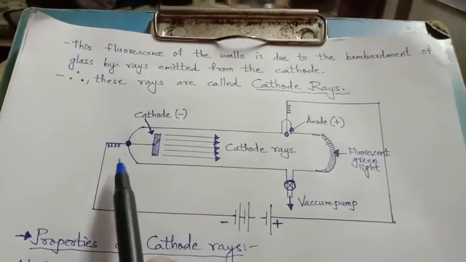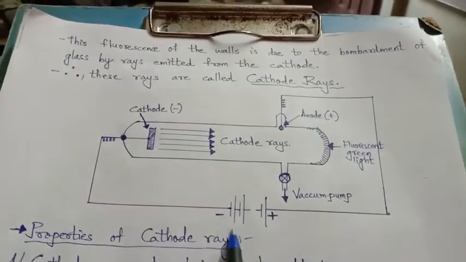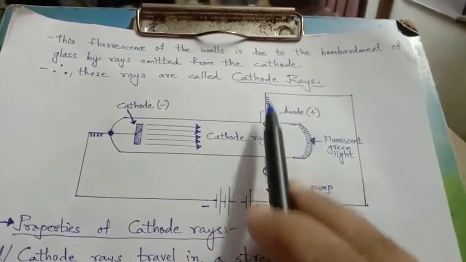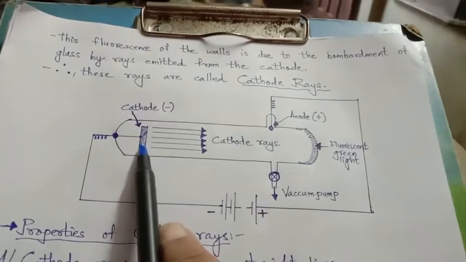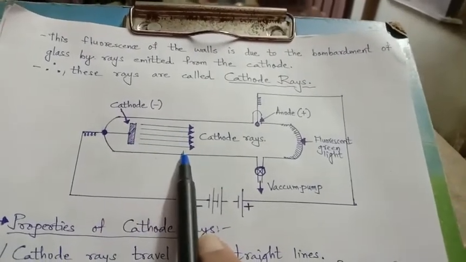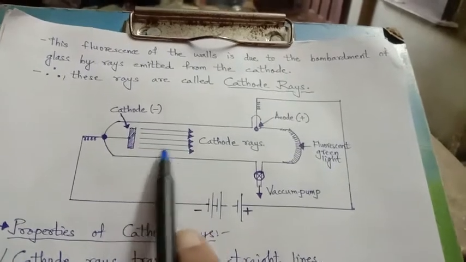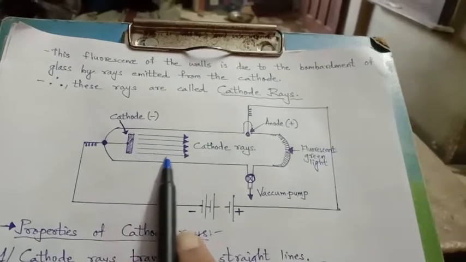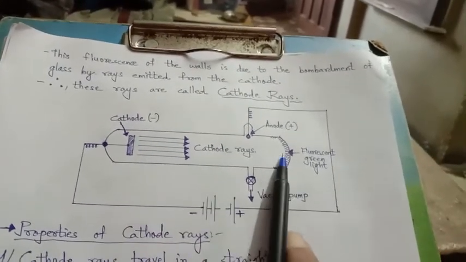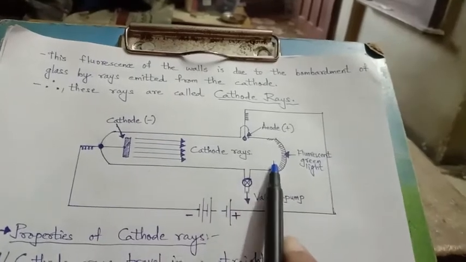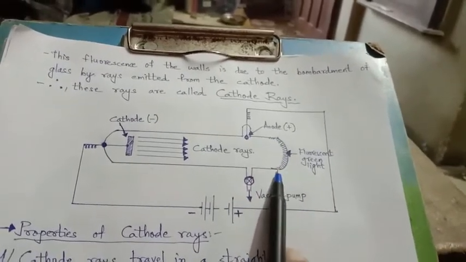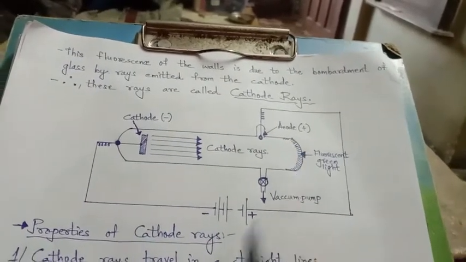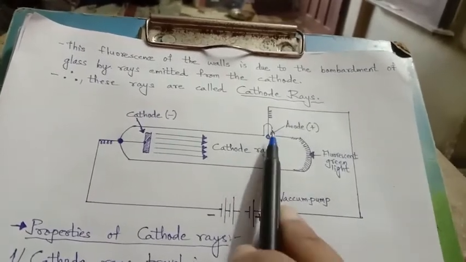See here, this is the cathode, the negative potential, and this is the anode. You can see the positive potential, right? When the rays are emitted from this cathode plate, the cathode electrode, they are called cathode rays. And as I told you just now, when the rays are emitted from the cathode, they strike the wall opposite to the cathode. This is the cathode and opposite to the cathode is this. Here it was seen that this wall started glowing with fluorescent green light. Right? This is the anode here.